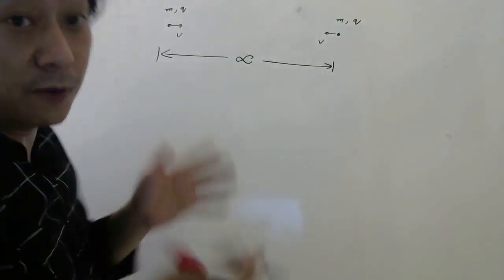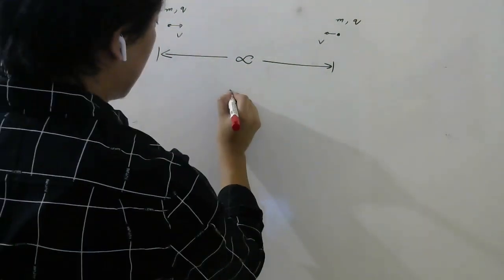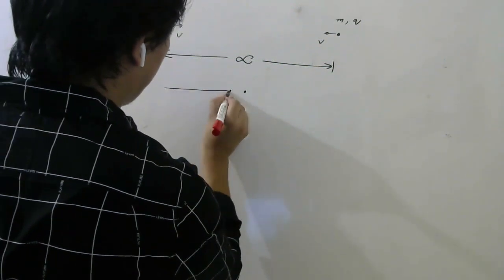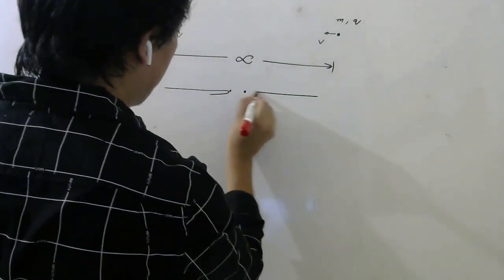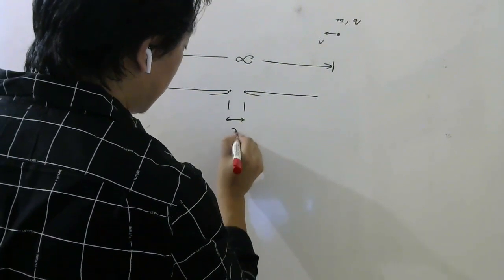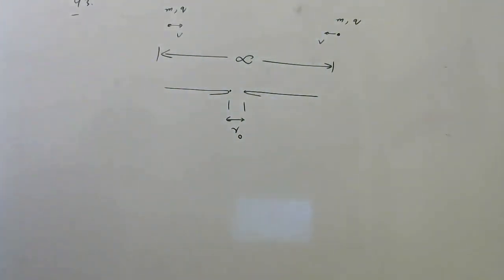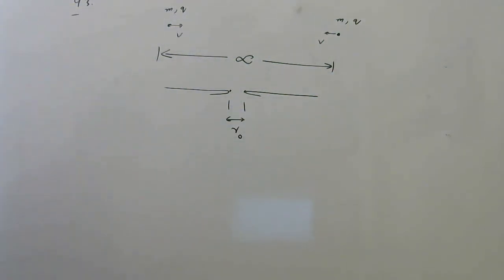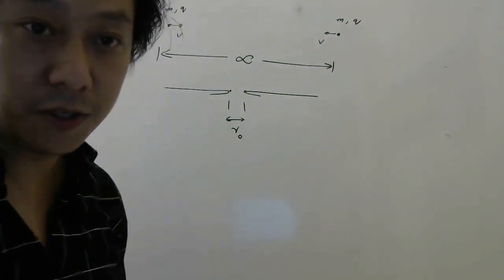So what will happen? It will slow down. So when they reach somewhere here, they may stop and then return. This will also stop and return. So that distance is called the distance of closest approach, R naught. So we need to find this distance. Okay students, so how to do?